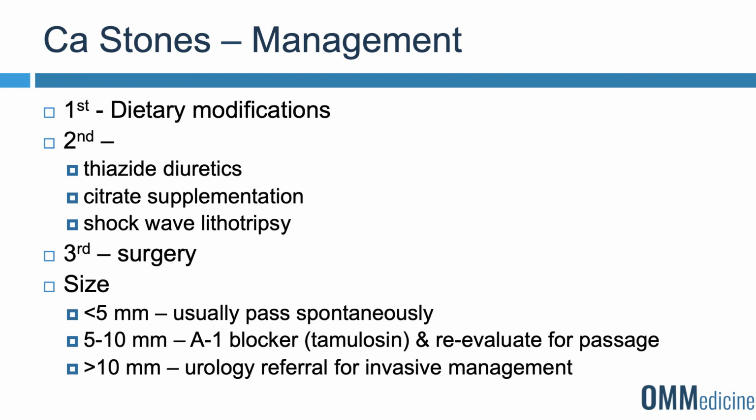For stones that are between 5 and 10 millimeters, alpha-1 blockers like tamsulosin can be used, and then you can reevaluate the patient in a couple days to see if the stone has passed on its own. And this is going to be done again in addition to increasing the fluid intake for the patient.